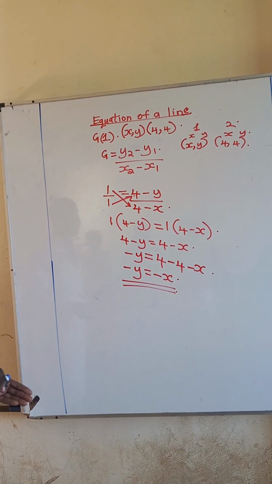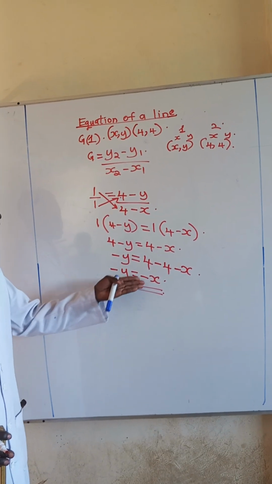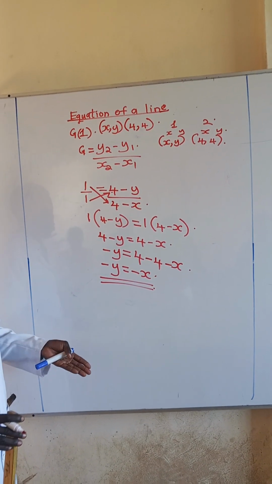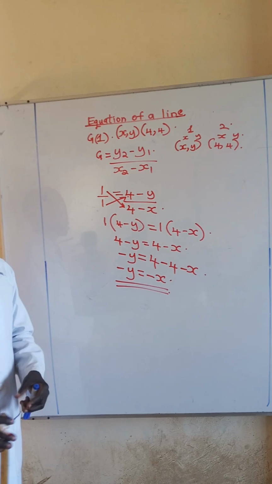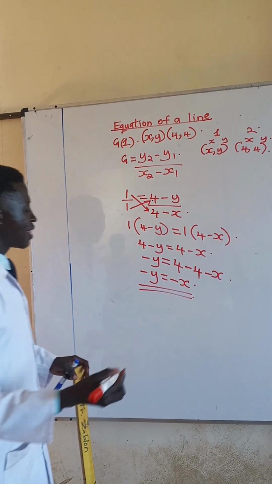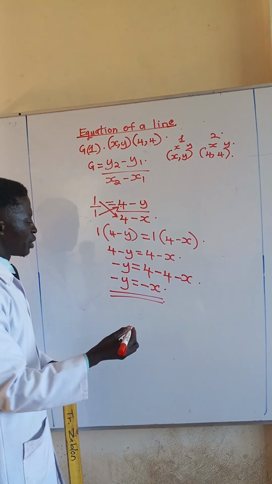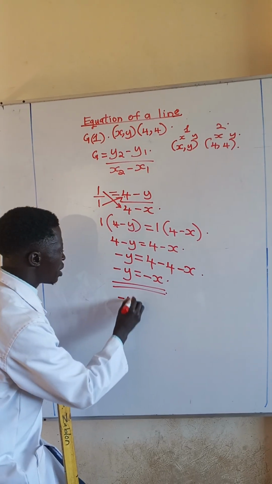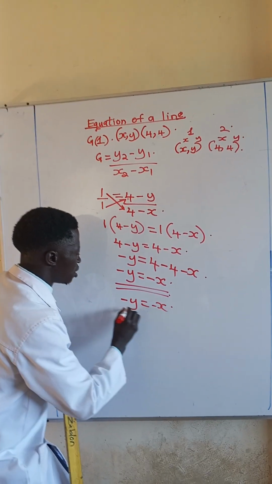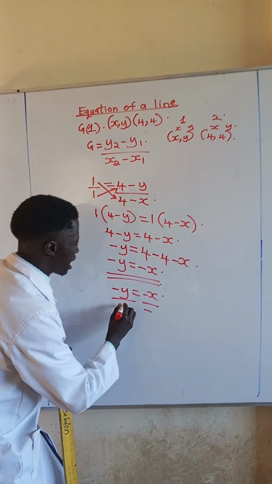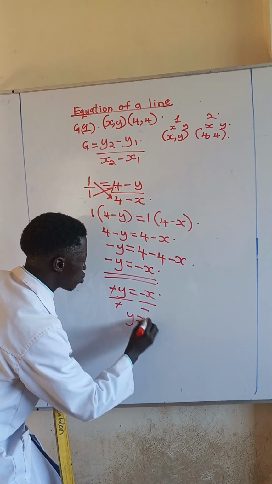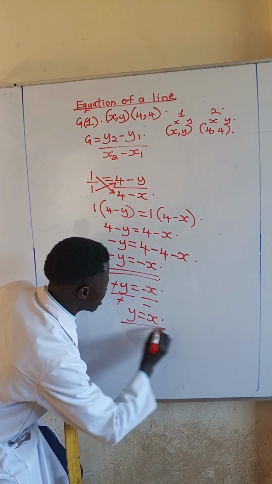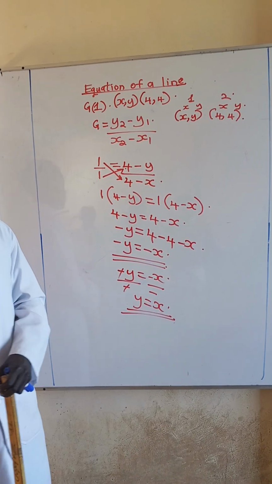I may write it in the form of, maybe I leave y alone and go away with the negatives, which is also possible. But in that case, we can always leave it at that point. Another learner may do this. Another learner will say minus y is equal to minus x. They do away with the negatives. So I divide both sides by a negative, so that I remain with y is equal to x. So that, therefore, is the equation of that line.